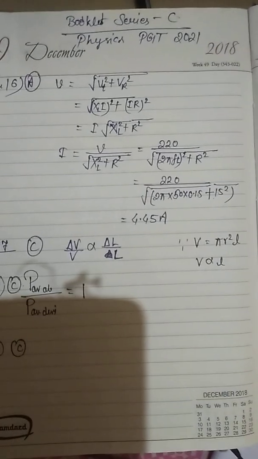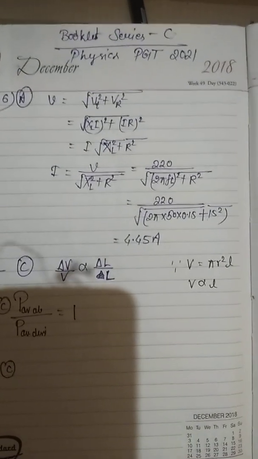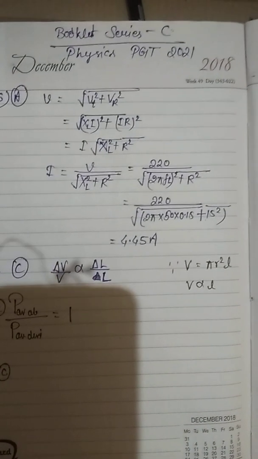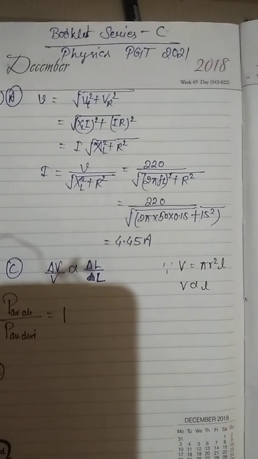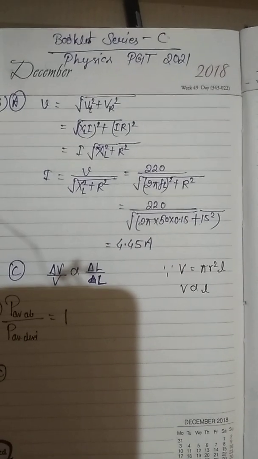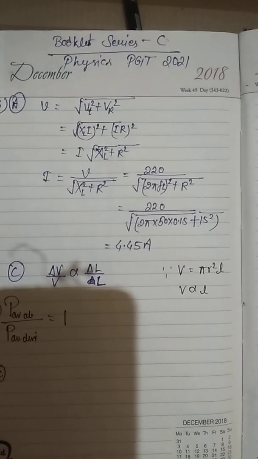Question number 16 is given that a coil having inductance 0.15 Henry and resistance 15 ohm is connected across a 220 volt 50 hertz line. Compute the current in the coil. So let us start with that.